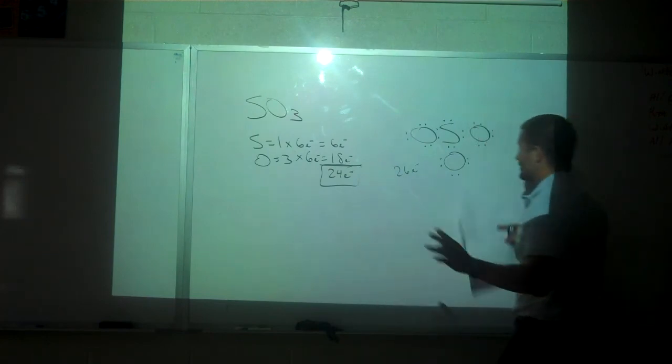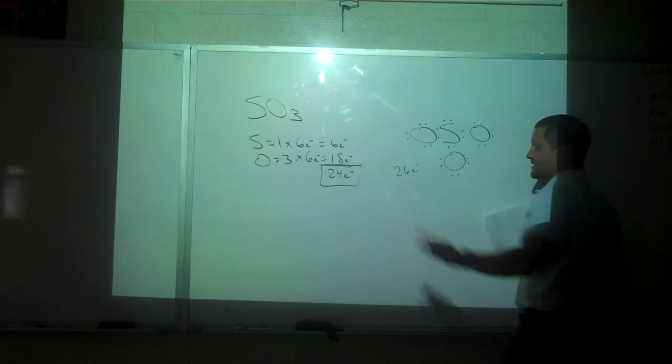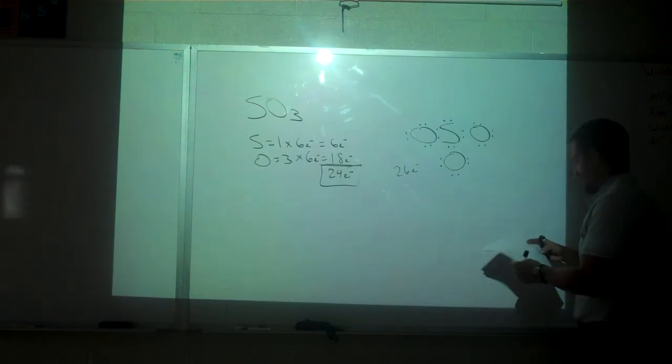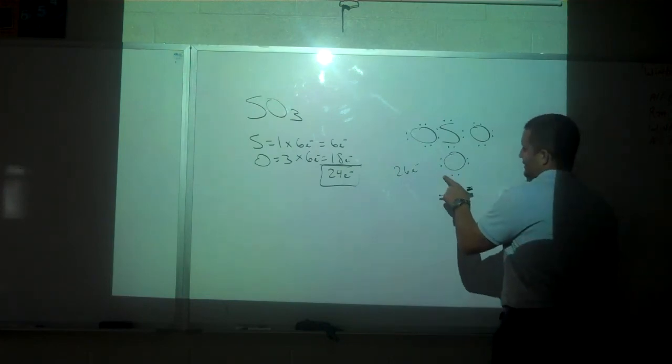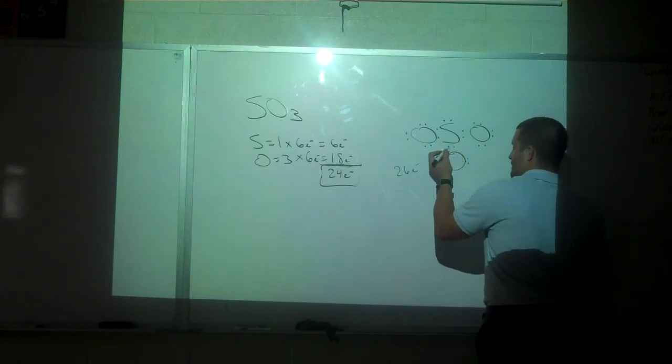So now I have too many electrons. I need to basically double bond one of these. Does it matter which one? No, it does not. So I'm going to take this pair of electrons off, and I'm going to add a pair of electrons here.